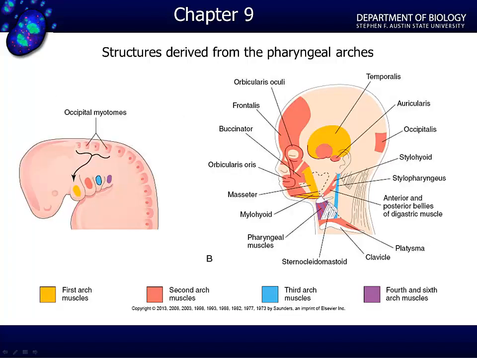So once again, we've color-coded our arches and the arch derivatives. That first arch there, we can see the masseter muscle, mylohyoid, temporalis, again, muscles of mastication. The second arch, we've got our muscles of facial expression. Orbicularis oris is the mouth. Orbicularis oculi is the eye. Then we also have the frontalis, which is our forehead. So the muscles of facial expression. Then we have the third arch. There we see the stylopharyngeus. And then the fourth and sixth, that's going to be associated with our pharynx and esophagus.